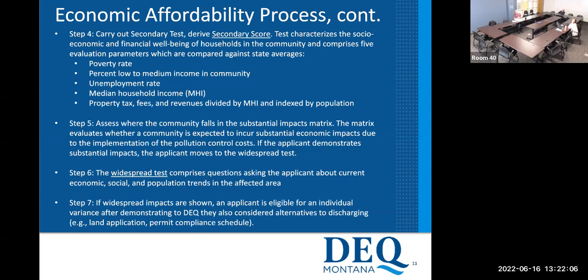Finally, the 7th step: if widespread impacts are shown, then the applicant is eligible for an individual variance because they've demonstrated both substantial and widespread impacts. Also, they must demonstrate that they've considered the alternatives to a discharge, to a variance, like Myra mentioned earlier, such as land application, a permit compliance schedule, or other factors. That's spelled out in the rule too.